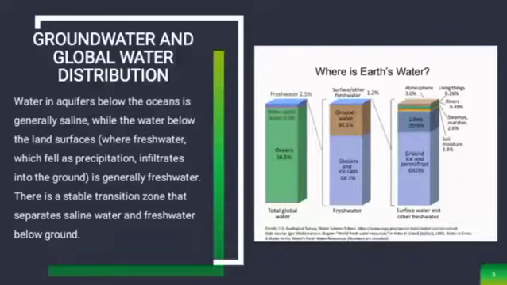Water in aquifers below the oceans is generally saline, while the water below the land surface, where fresh water fell as precipitation and infiltrates into the ground, is generally fresh water. So there is a stable transition zone that separates saline water and fresh water below ground. It is fortunate for us that the relatively shallow aquifers that people tap with wells contain fresh water, since if we tried to irrigate cornfields with saline water, the stalks would likely refuse to grow.